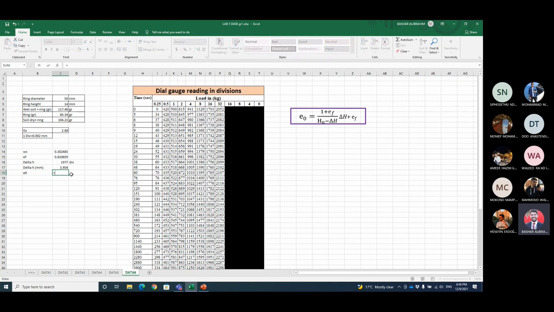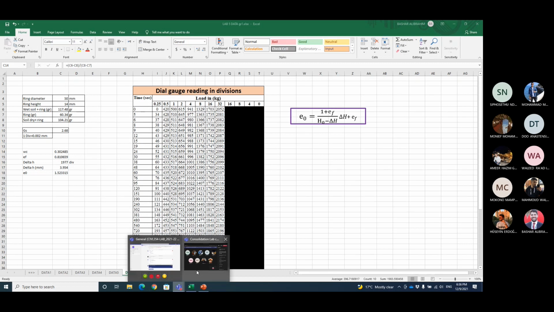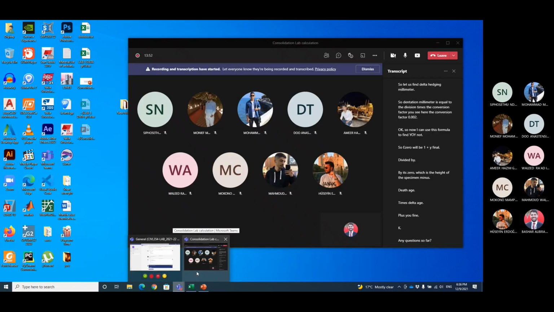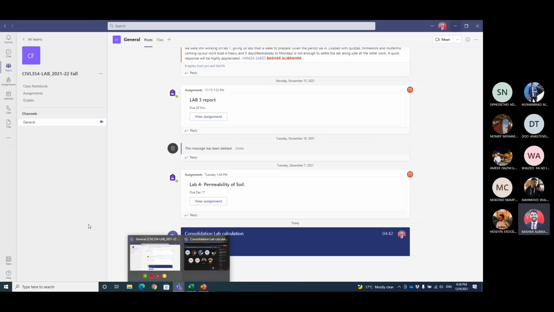Okay, so now I can use this formula to find E0, E naught. So E0 will be 1 plus E final divided by H0, which is the height of the specimen, minus delta H, times delta H plus E final. Okay. Any questions so far? Okay, let us continue then.